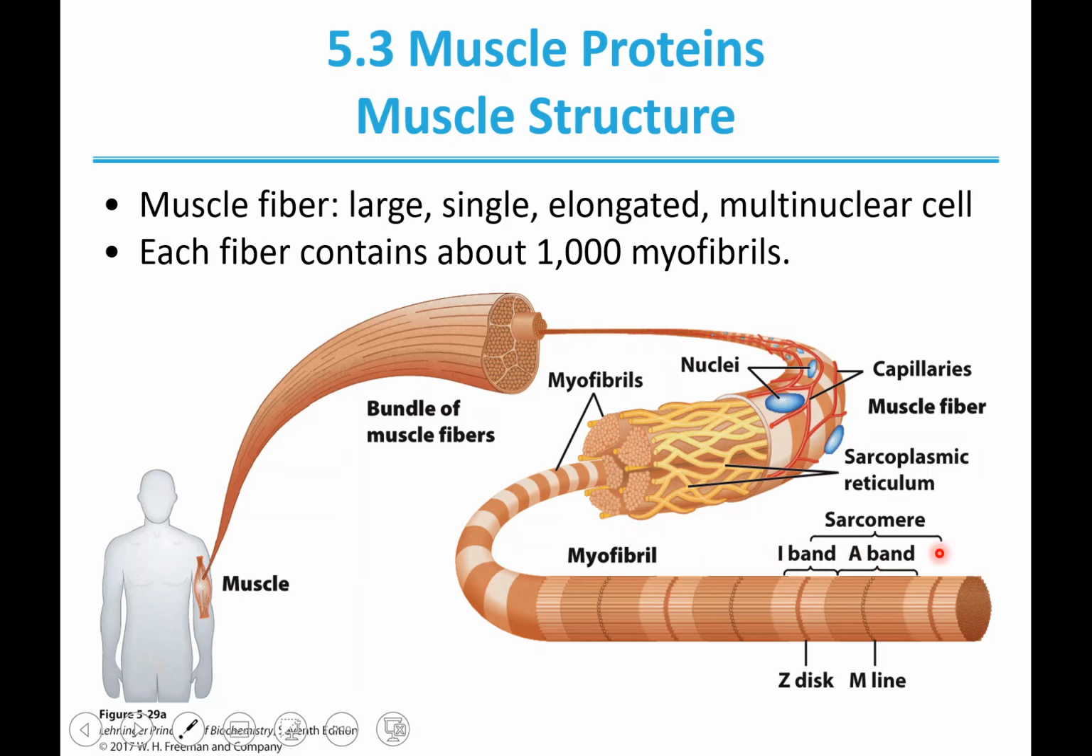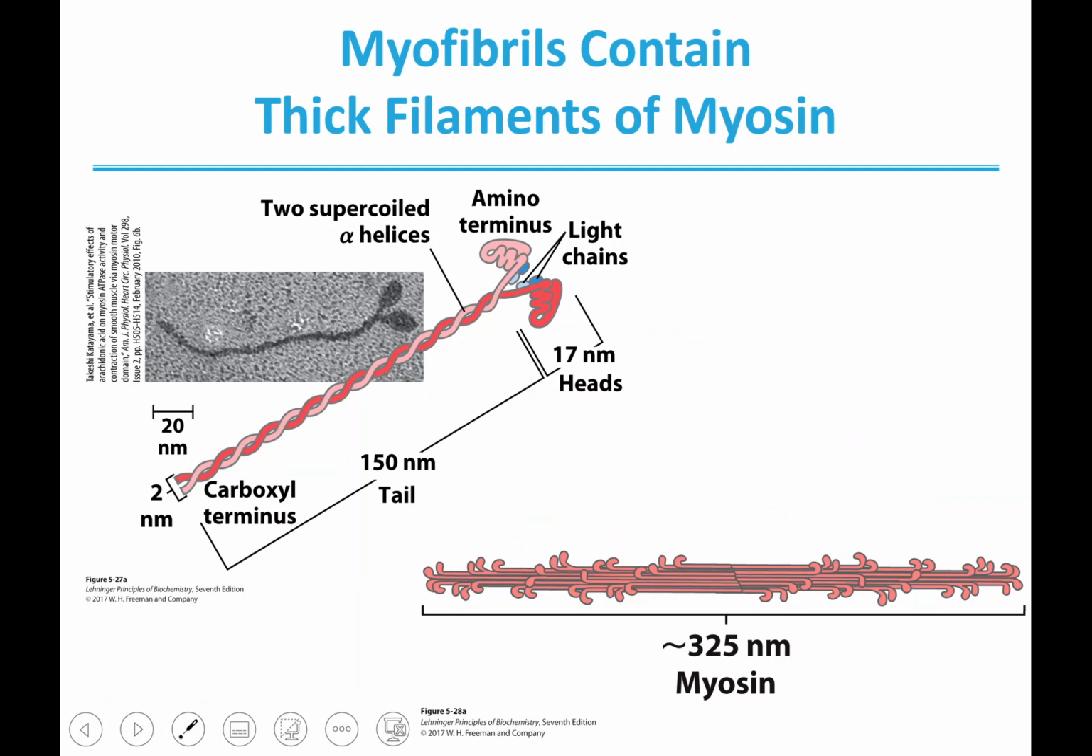The I band and A band together make up what's known as the sarcomere. These myofibrils are made up of thick filaments of myosin, and myosin is one of the muscle proteins that we'll be talking about.